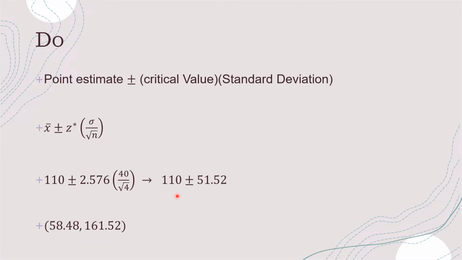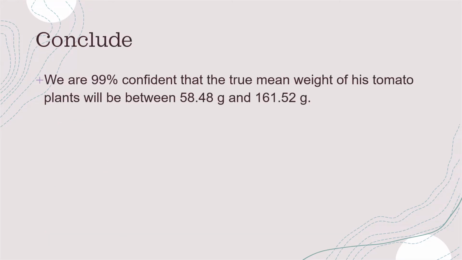Or if you want to find the actual numbers, you add those two together to get the upper, and you subtract them to get the lower. Either this answer with the plus or minus, or the answer down here, will be accepted. They both are telling you the same thing, just slightly differently. So there is our do step. You see, it's fairly straightforward. It's just like the confidence interval we did with a proportion, but slightly different because of the standard error or the margin of error.